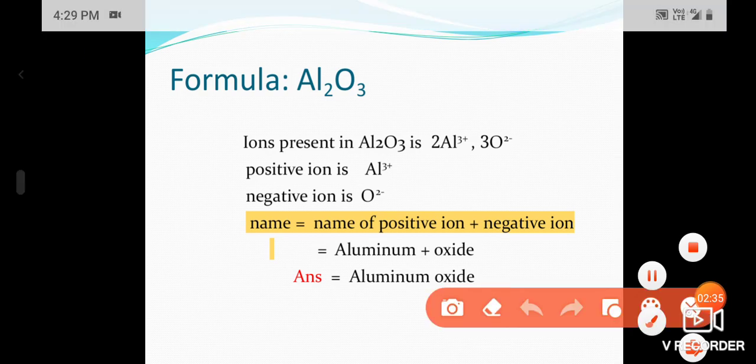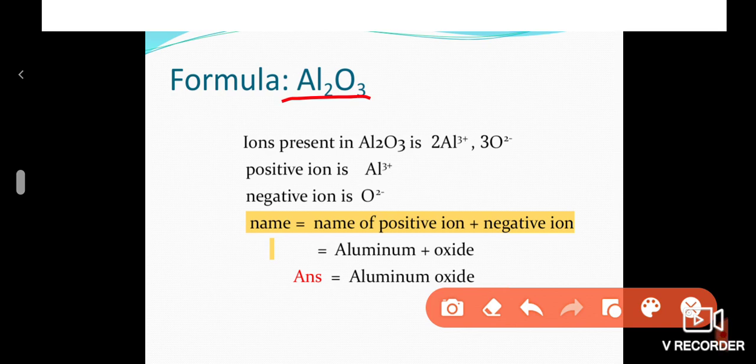Al2O3. The given formula is Al2O3. This is also an ionic compound. It is made up of positive and negative ions. Okay, so it contains aluminium and oxygen ions. Here the subscript represents the number of ions present in it. Here 2 aluminium ions and 3 oxygen ions are present in it. So Al3 plus is a positive ion, O2 minus is a negative ion.